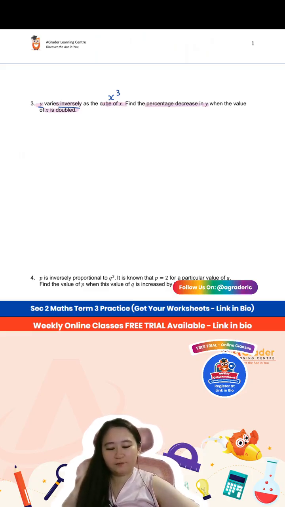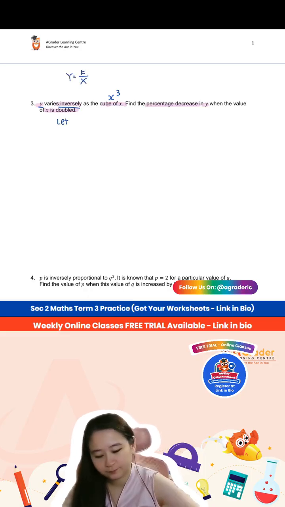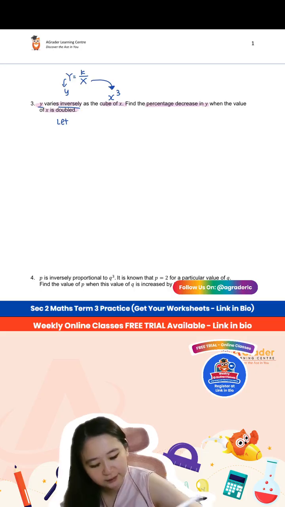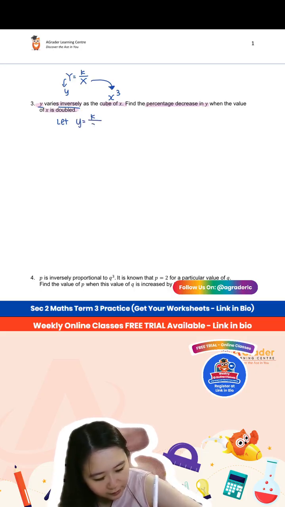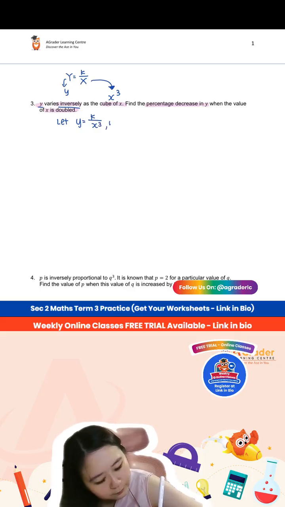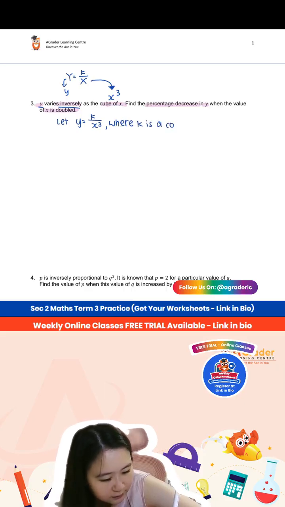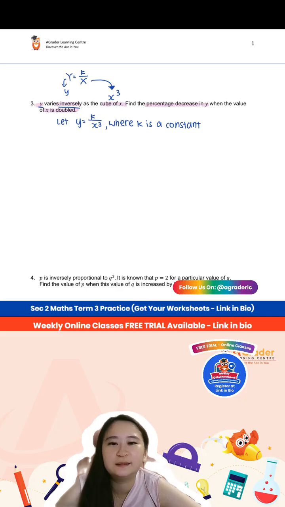When they say varies inversely, the formula is y equals k over x, where capital Y is this, capital X is this. So you can let y equals k over x cubed, where k is a constant. I see a correct answer here.